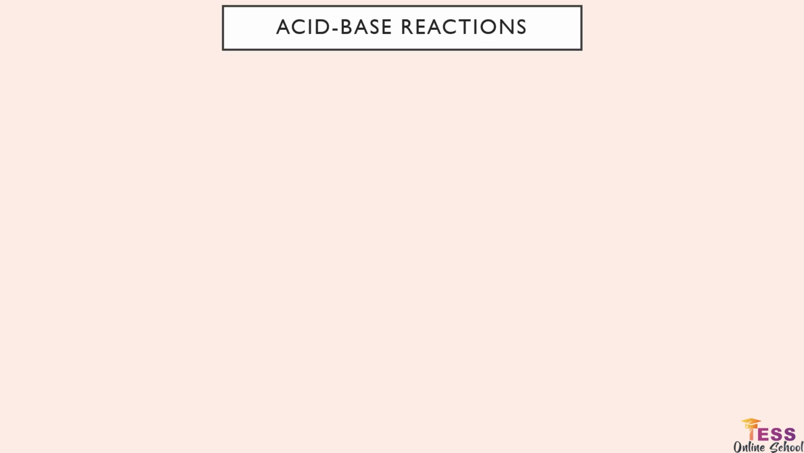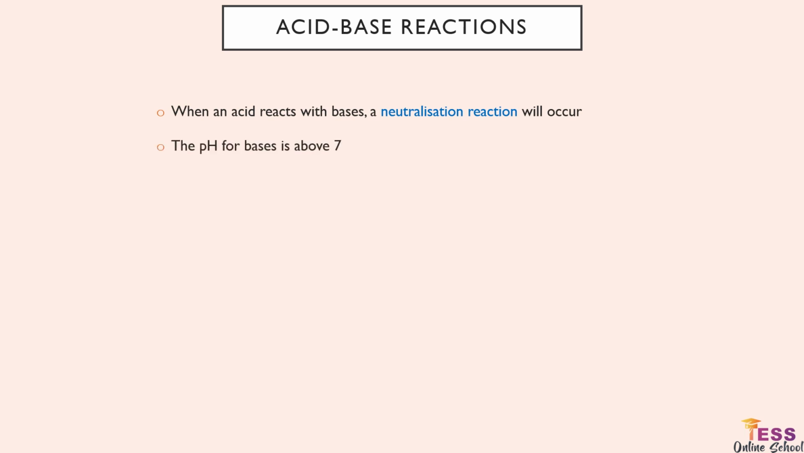When any acids react with any bases, a neutralization reaction occurs. The pH of bases is anything above 7 and the pH of acids is anything below 7. A neutral mixture therefore has a pH of 7. Examples of bases that you have to be familiar with for the exam are metal hydroxides, metal oxides, and metal carbonates. You should be familiar enough with these that you are able to create your own chemical names and symbols.